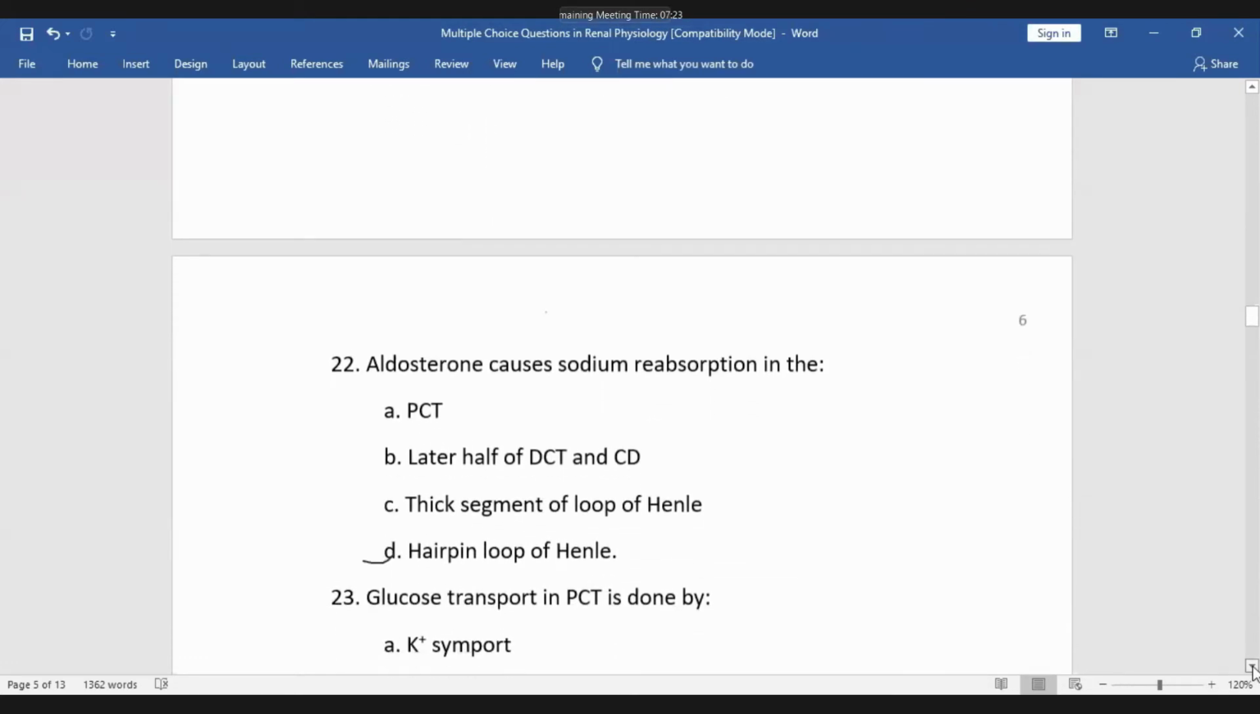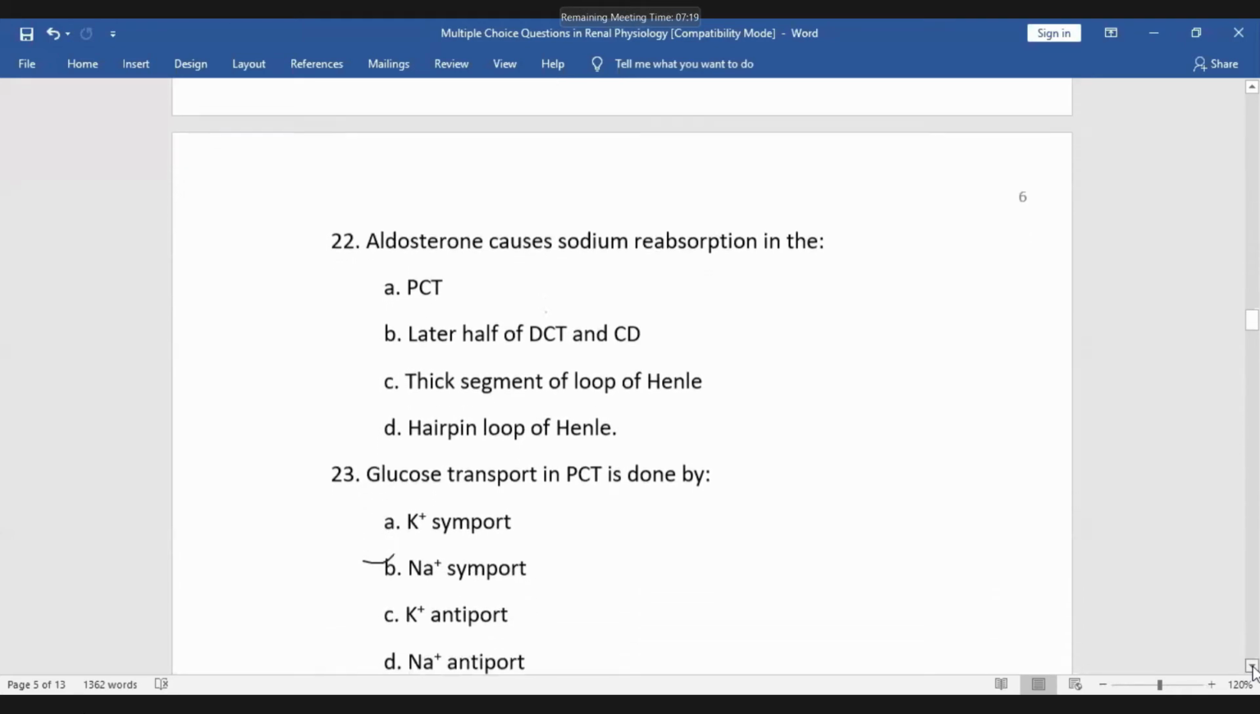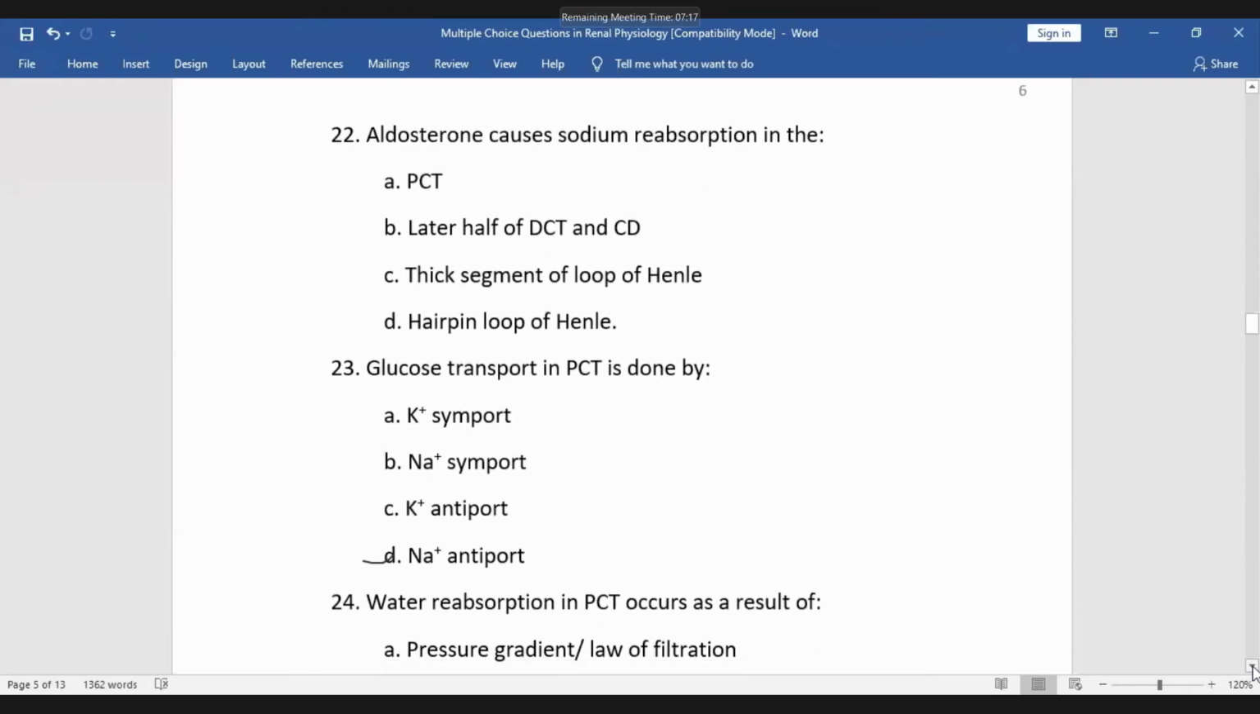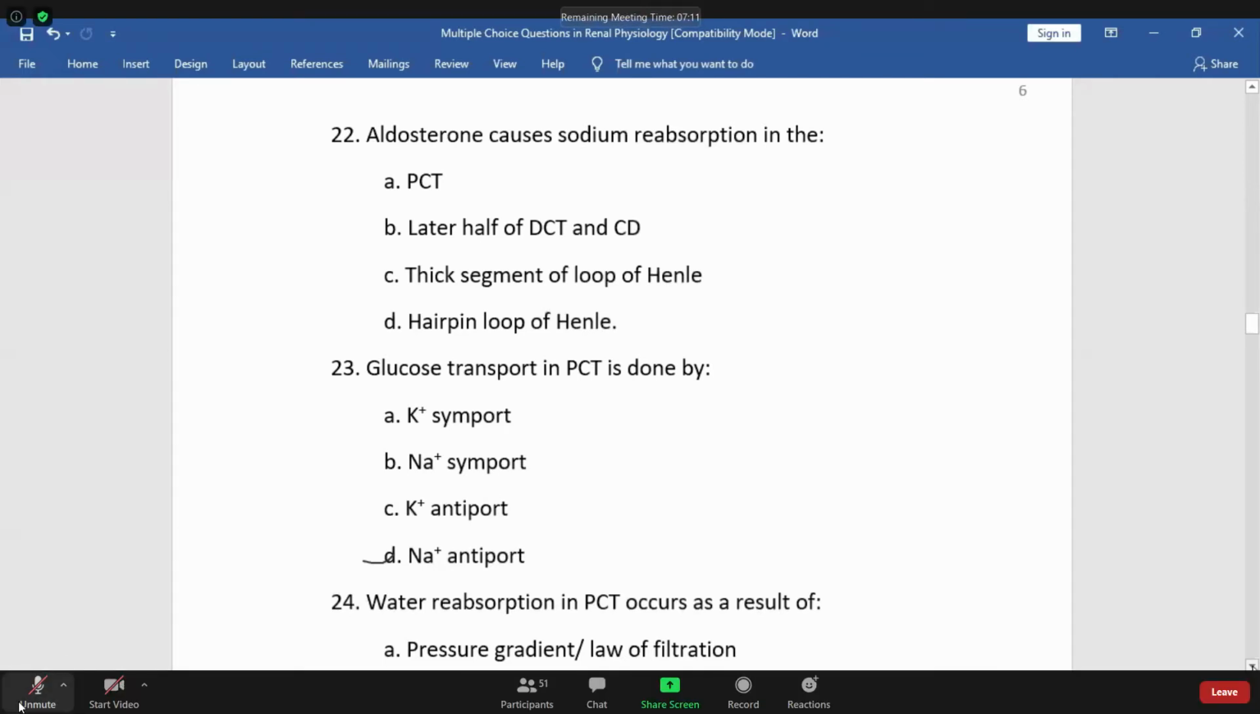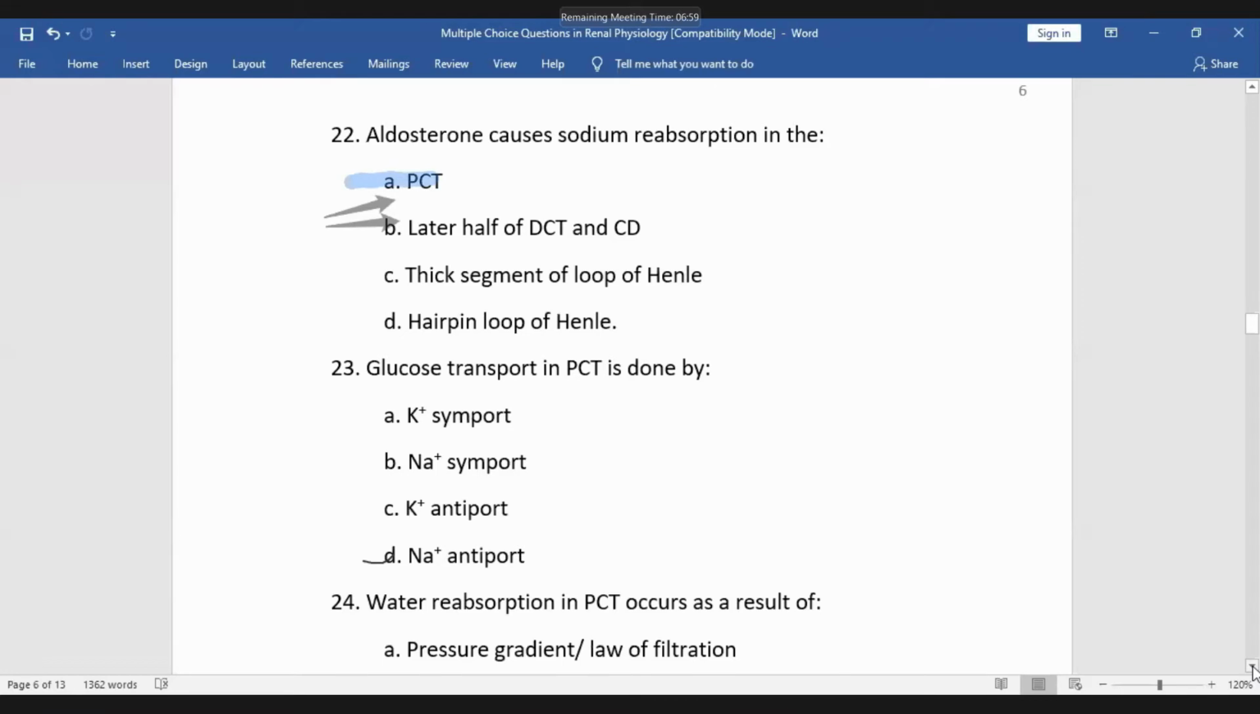Aldosterone causes sodium reabsorption in the later half of DCT and CD, the thick segment of the loop of Henle. Yes, you are right, because here it is spironolactone that is acting on this one. So B is the correct answer here.